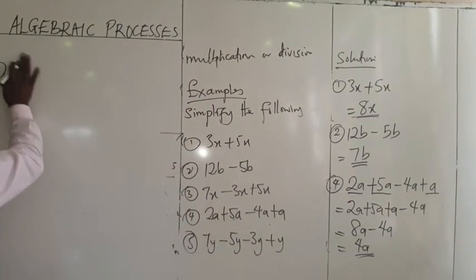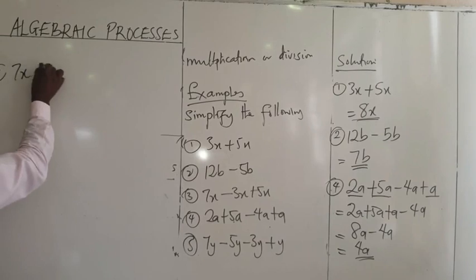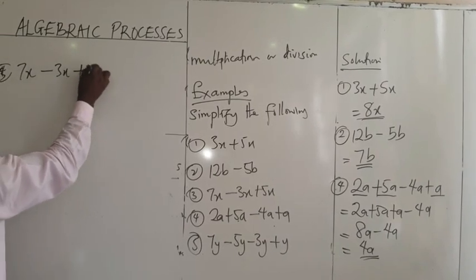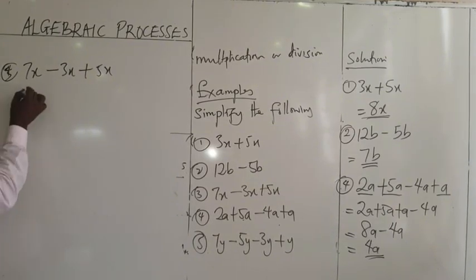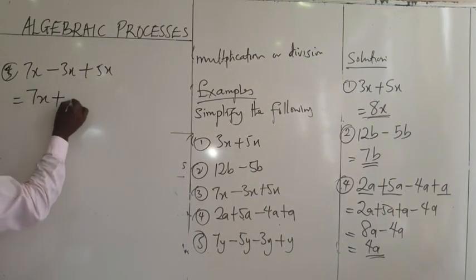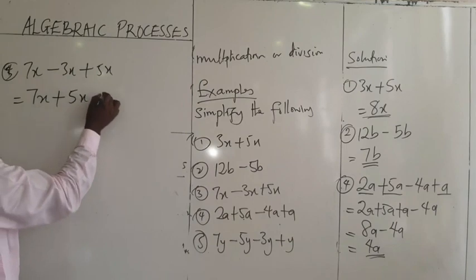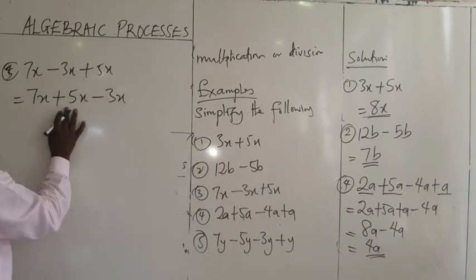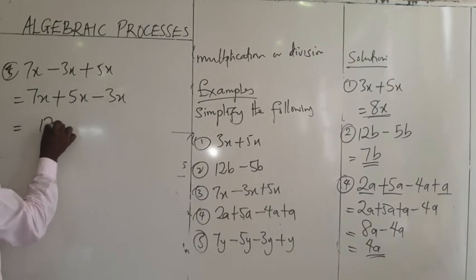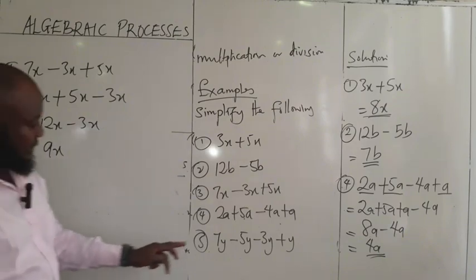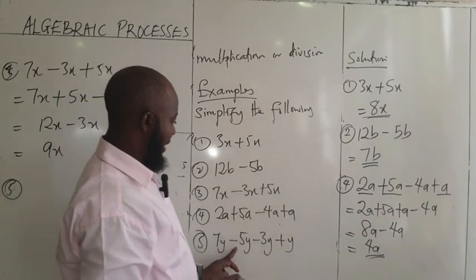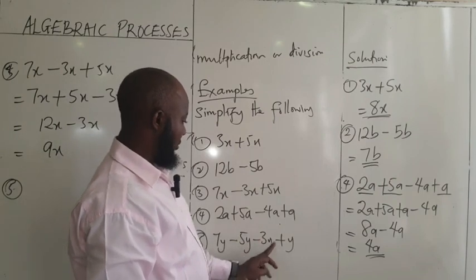So that is 7x minus 3x plus 5x. The same thing here. We bring the positive together. That is 7x plus 5x minus 3x. Add this together. This gives us 12x minus what? 3x. When you subtract, you get what? 9x. Then the final one, which is number 5, is 7y minus 5y minus 3y plus 4y.